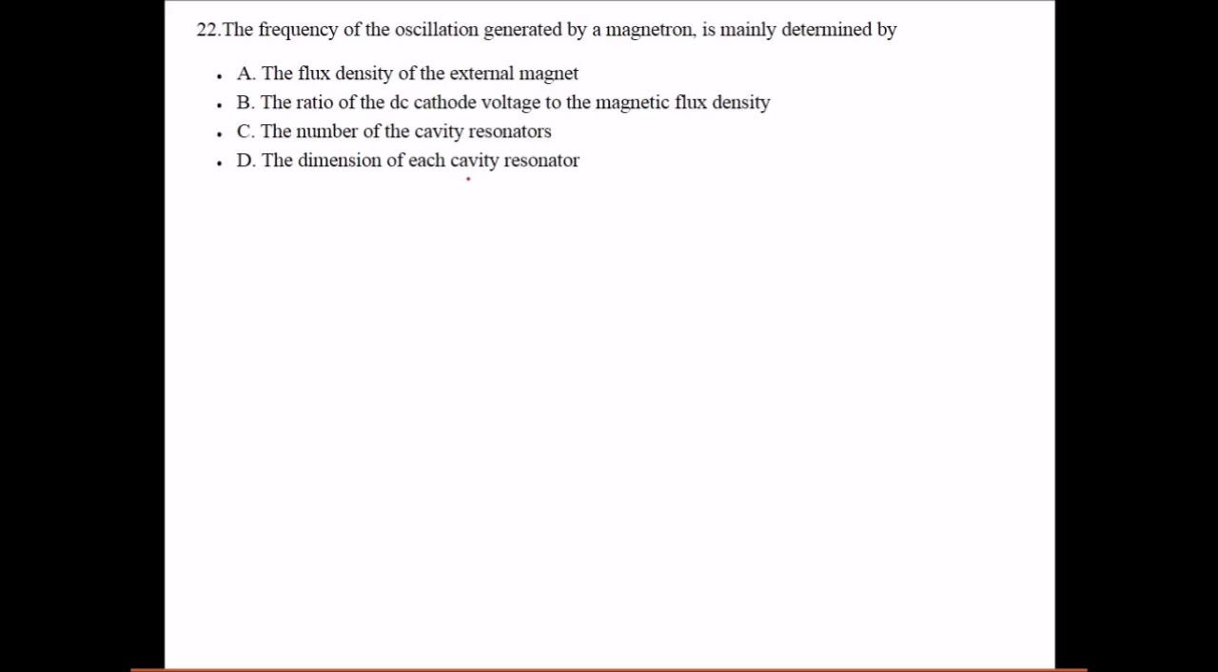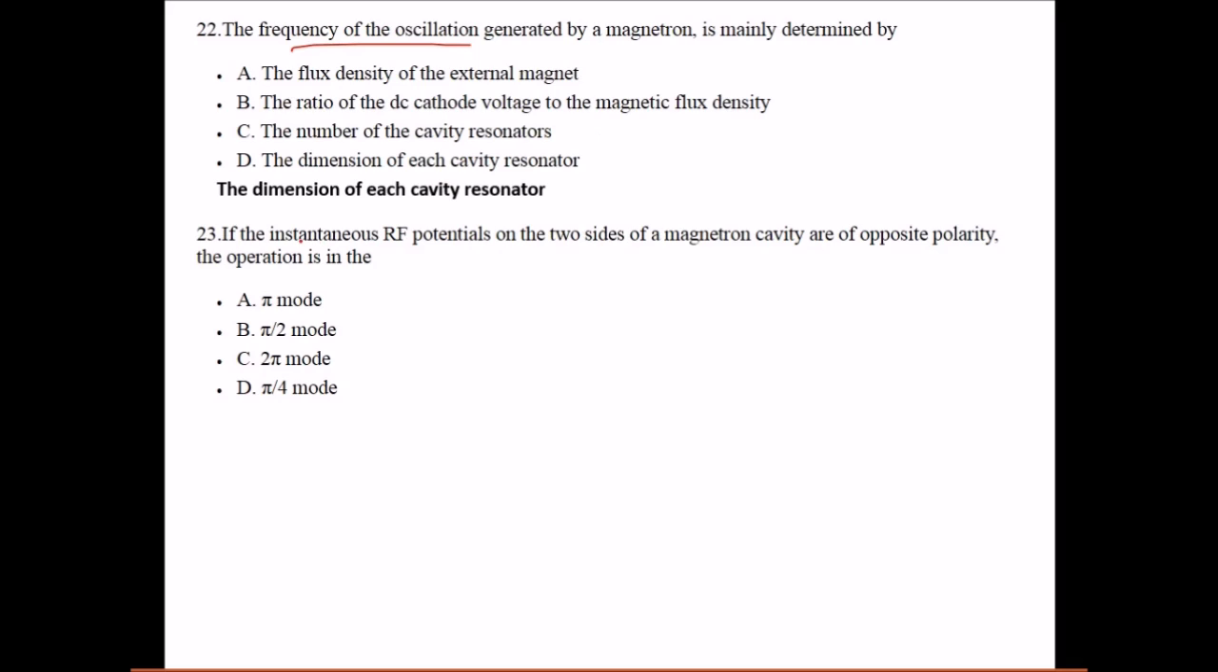Now, the frequency of the oscillation generated by a magnetron is mainly determined by the dimension of each cavity resonator. Now, if the instantaneous RF, radio frequency, potentials on the two sides of the magnetron cavity are of opposite polarity, the operation is of pi mode.